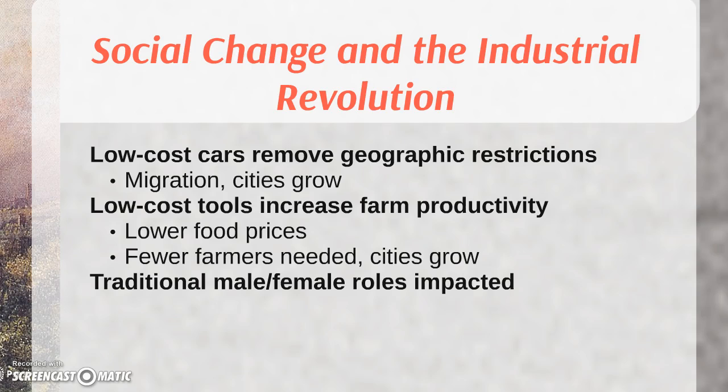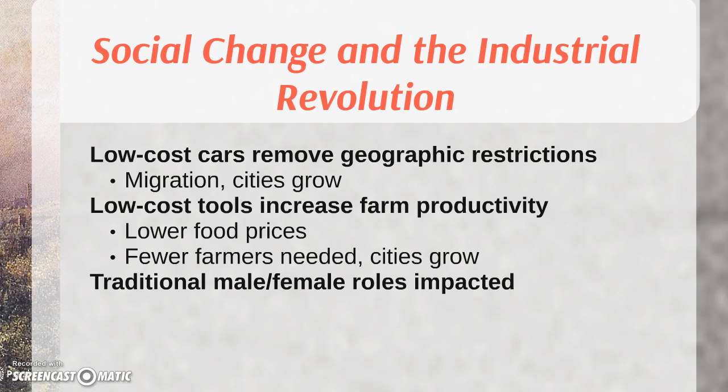Social change and the Industrial Revolution continued. The invention and production of low-cost cars removed geographic restrictions, which allowed greater migration. Cities were able to grow larger. People moved to the suburbs because they were able to travel more effectively to their jobs with their automobiles. Low-cost tools increased farm productivity. So you had less and less farmers producing more and more food, and the cost of corn, wheat, and farm products continually moved lower, which was good for the consumers, but drove many farmers out of business. There were fewer farmers needed, and the cities continued to grow as a result of the Industrial Revolution.